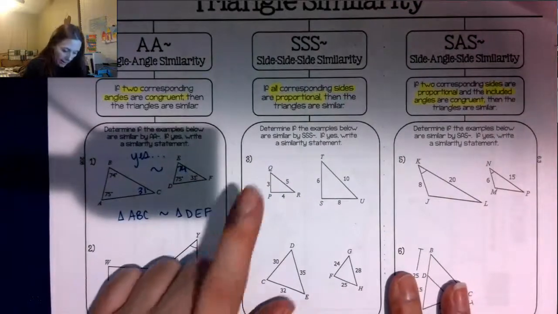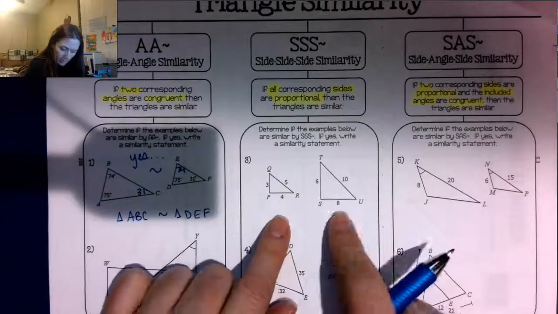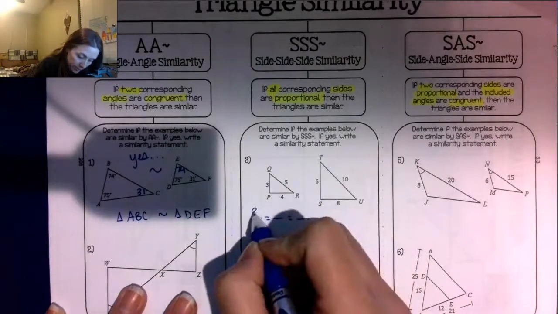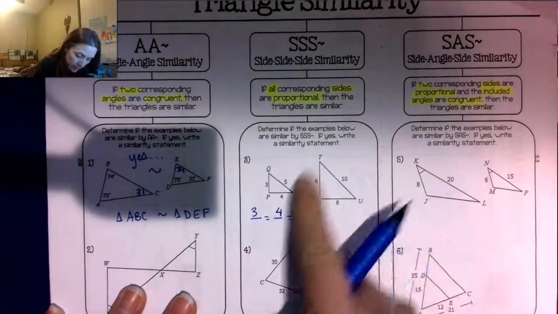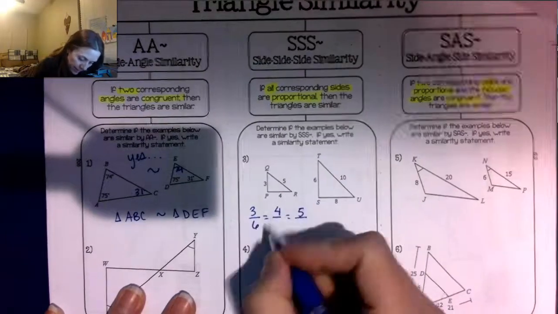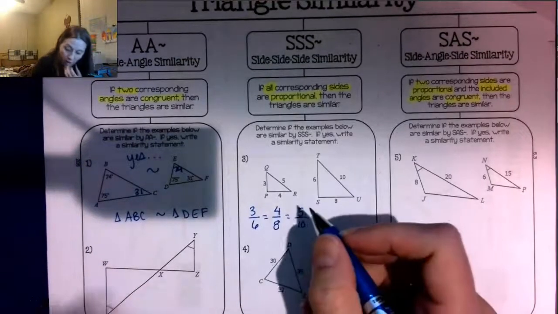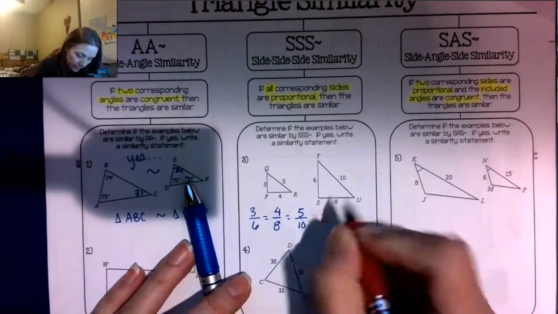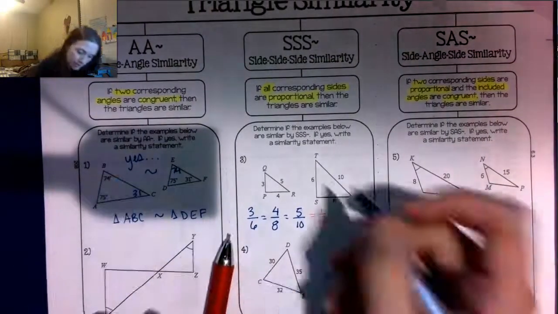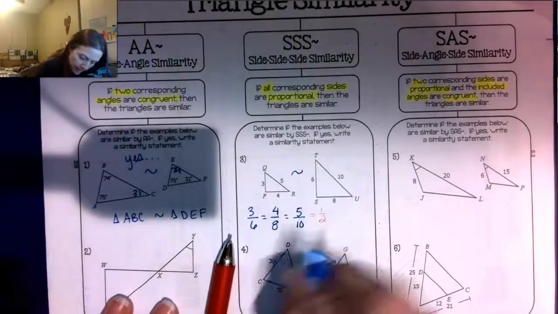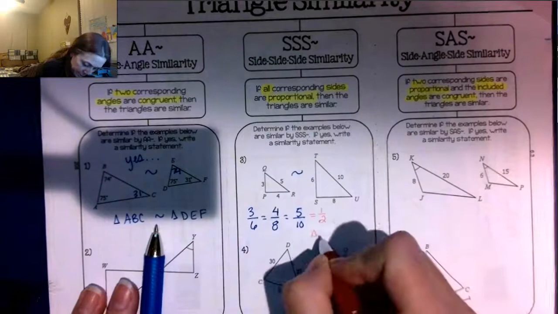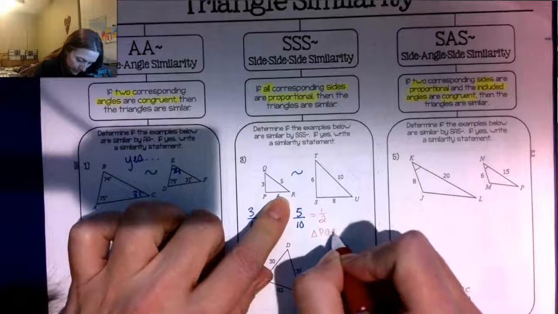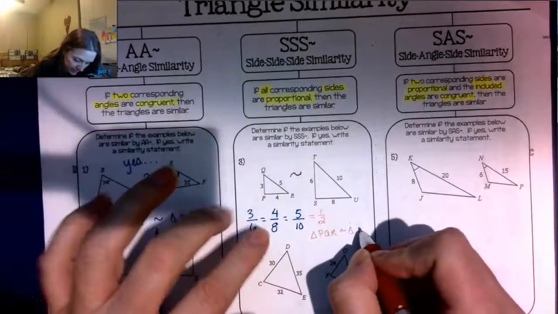Now over here I have 3 to 6, 5 to 10, 4 to 8. I can set up a proportionality statement. 3, 4, 5 in order, small, medium, large. Small is 6, medium 8, large 10. All of these actually reduce to 1/2. They are all the same. So yes, they are similar. I could go ahead and write triangle, we'll start over here, PQR is similar to triangle STU.